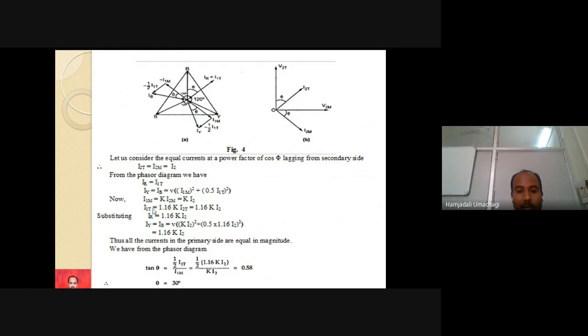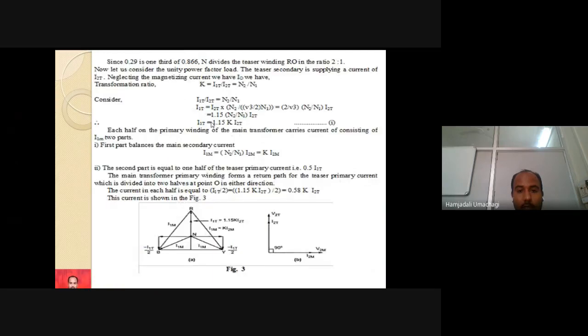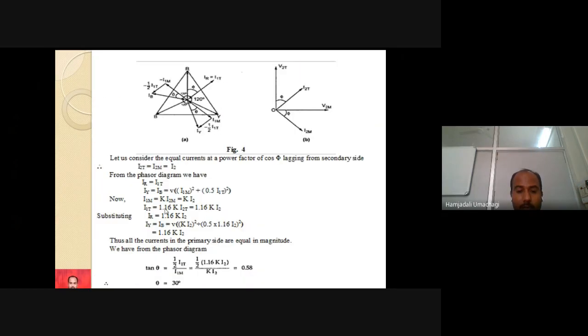Similarly, I1T is equal to 1.15 K times I2T. This we have derived in the previous case. The same formula we are using here. The only difference is that in place of 1.15, here we are taking 1.16 K times I2T. Once again, I2T can be written as I2. So the expression becomes I1T is equal to 1.16 K times I2T, that is, 1.16 as it is, K as it is, and I2T becomes I2 now.